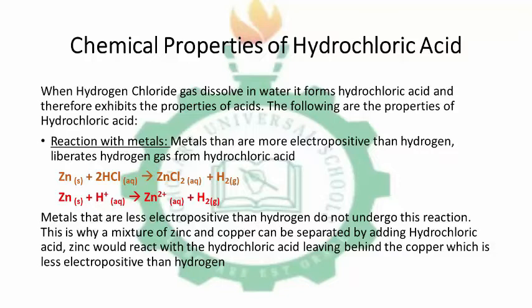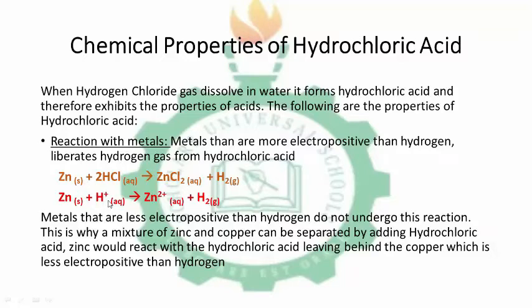Now, we said almost the same thing when we discussed the chemical property of hydrogen chloride as a gas. Here, zinc reacts with hydrochloric acid, forming zinc chloride and liberating hydrogen gas. This is the ionic form of this equation.